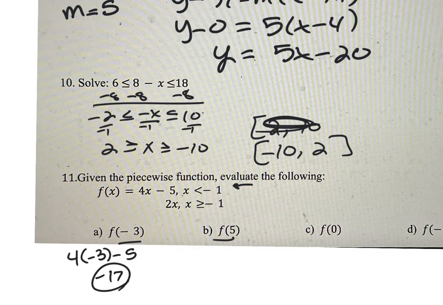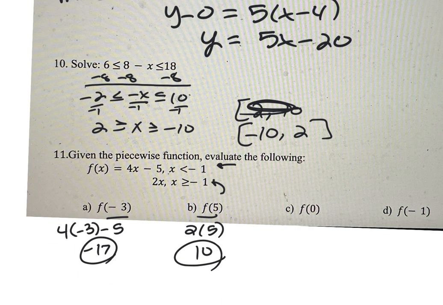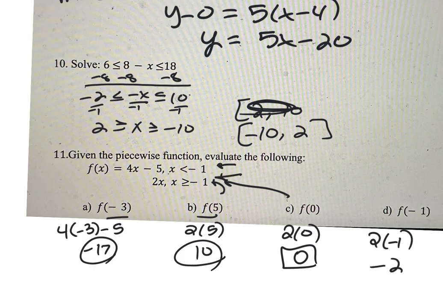The second one says 5. 5 is greater than negative 1, so I'm going to do 2 times x. I'm going to plug it in. 2 times 5 is 10. The third one, f of 0. 0 is also greater than negative 1. So I'm going to plug it in the second one, 2 times 0, which is 0. And the last one, f of negative 1. Negative 1 is negative 1. It's also going into the second one. 2 times negative 1 is negative 2.